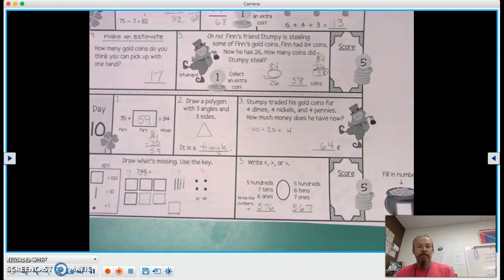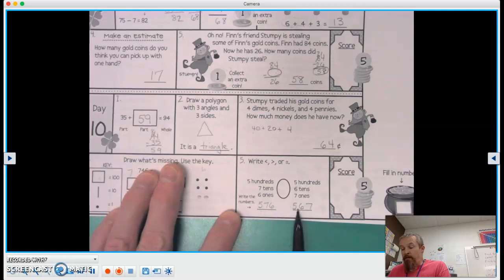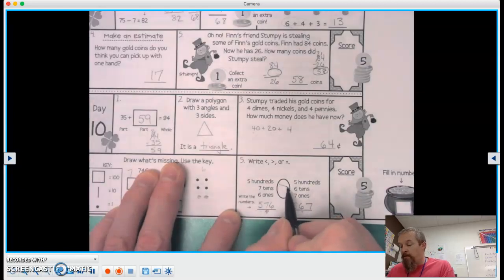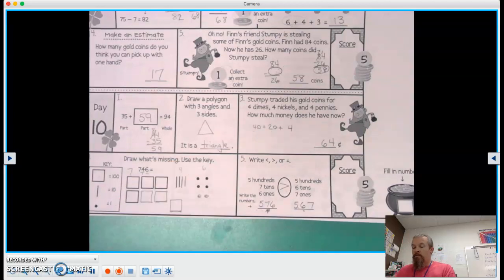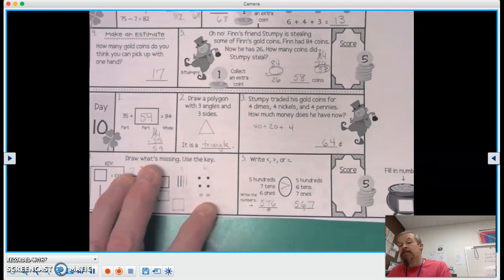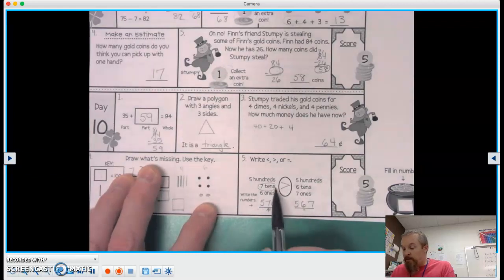Okay, well, we need to put our symbol in. Are they equal? No, they both start with 5 in the hundreds, but I see 7 here is bigger than the 6 in the tens column, right? So this number, 576, is greater than 567. And it's really using this one right here.